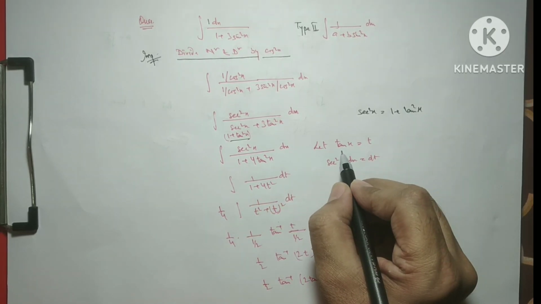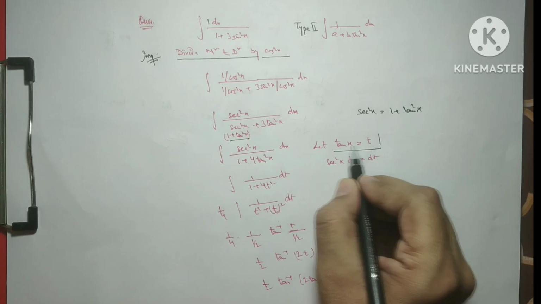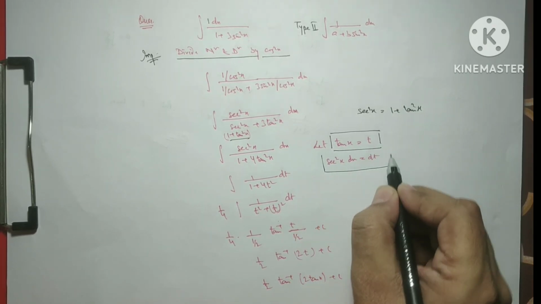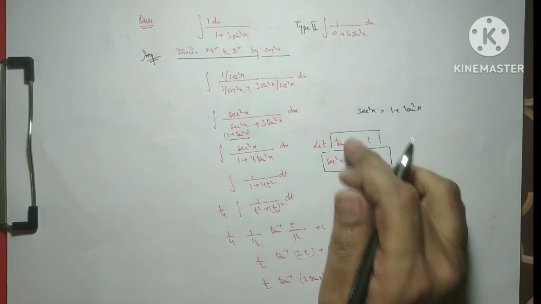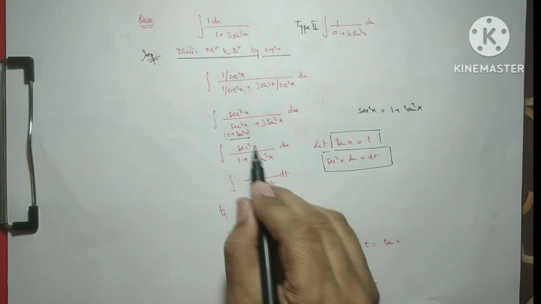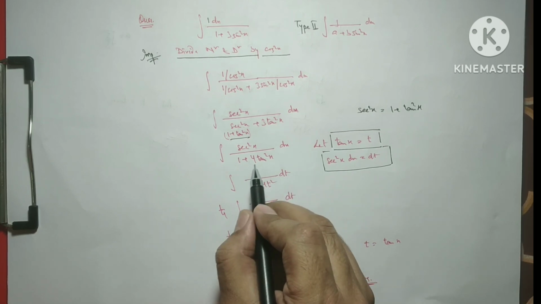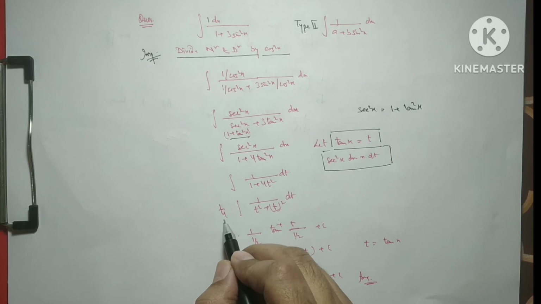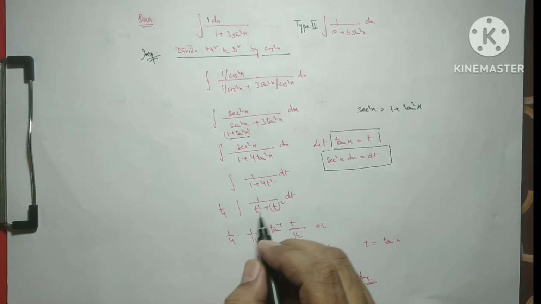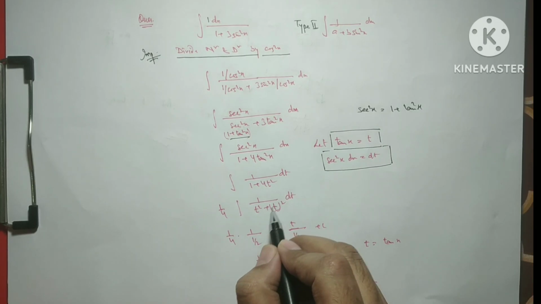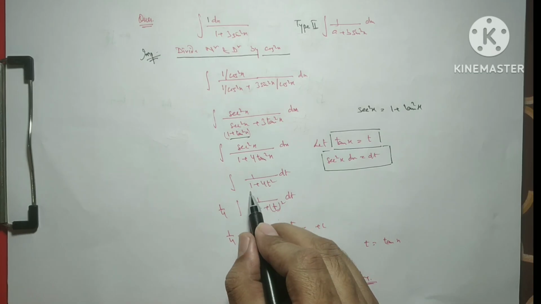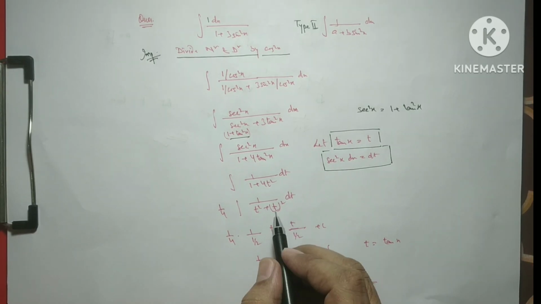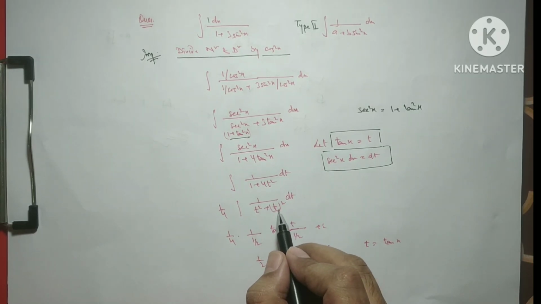After this we assume tan x as t, and on differentiation we get sec square x dx as dt. So we substitute these values and the numerator becomes dt, and tan x as t, so we get 1 plus 4t square. On taking 4 outside the integration as a constant, we get 1 over t square plus 1 by 4. 1 by 4 we can write as 1 by 2 square. So it is t square plus a square.